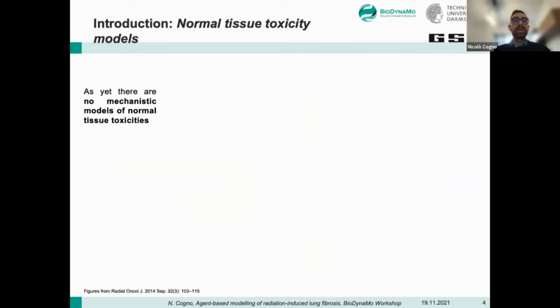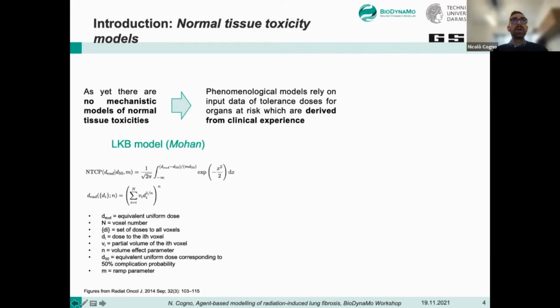So at the moment, the problem is that there are no mechanistic models of normal tissue toxicities. One would ideally expect these models to predict normal tissue complication probability and to play a role for the treatment plans which aim at escalating the tumor dose. What we have right now are phenomenological models, but these models rely on input data of tolerance doses for the organs at risk, which are derived from clinical experience.